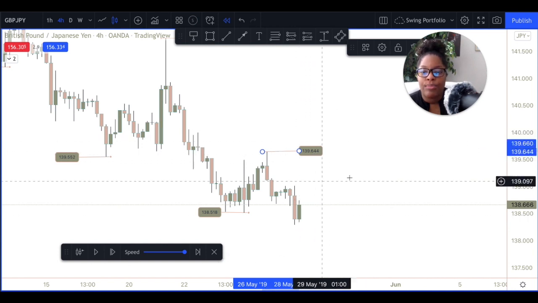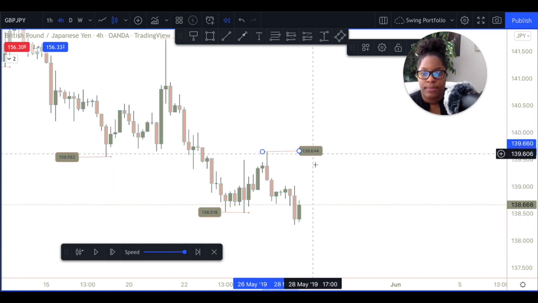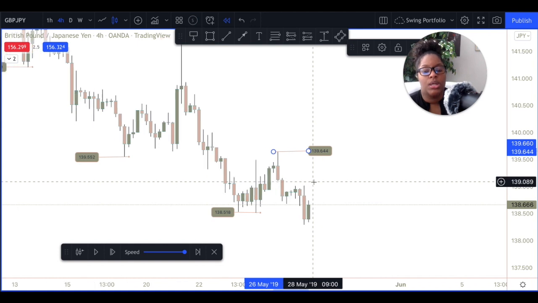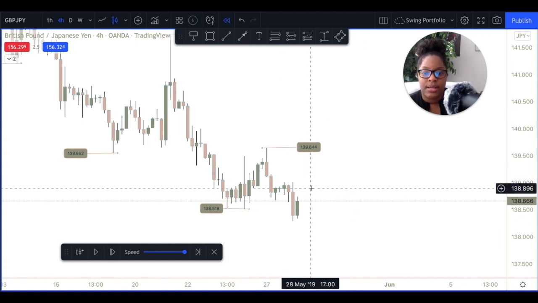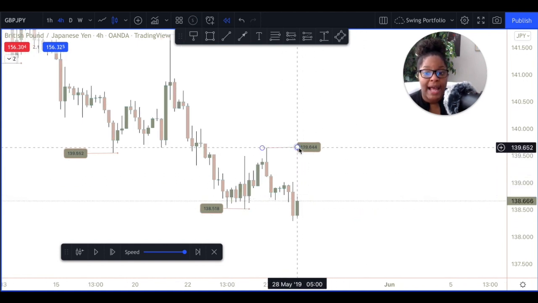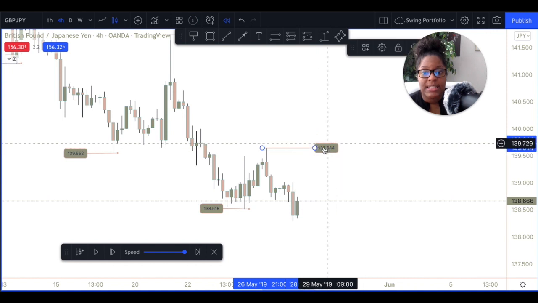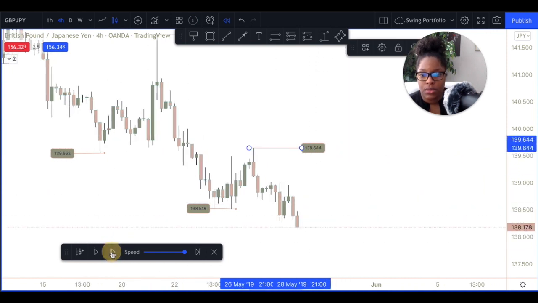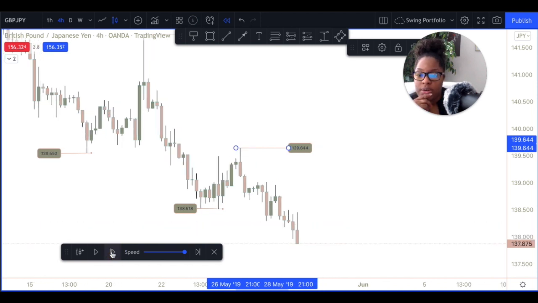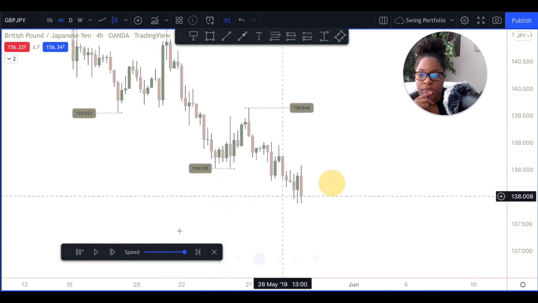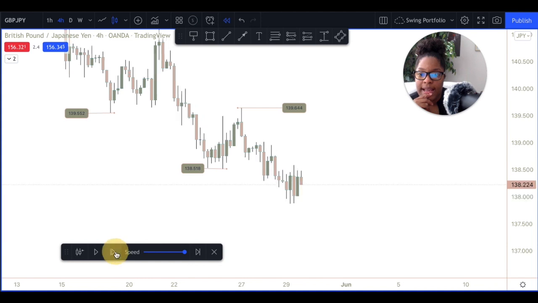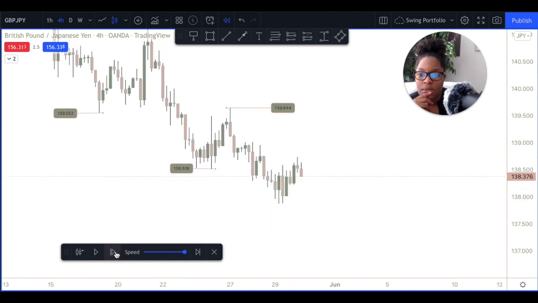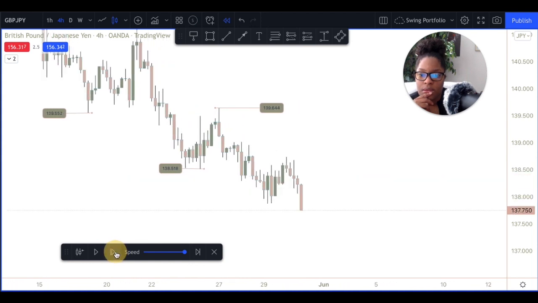So now I want price to stay below 139.644. So let's see if price can give us a little bit more of a pullback. Now, I don't want price to touch this number. I just need it to stay below this exchange rate. Okay, so she's still decreasing. So we're still going down. All right, so she's fluctuating.